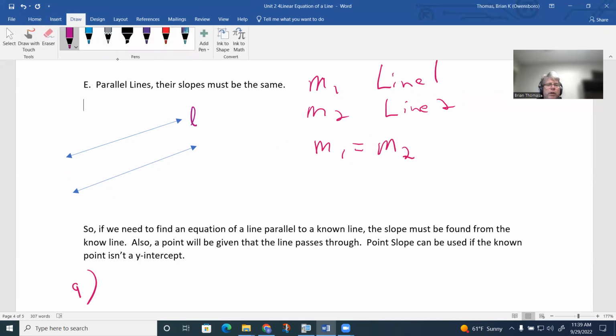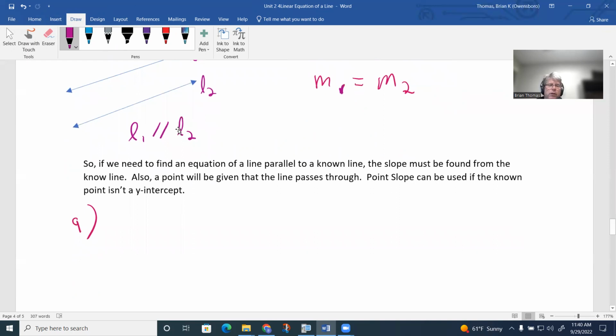So if I call this line 1 and this line 2, if they're parallel, then we have this notation: L1 is parallel to L2. What we also pick up on is if the two lines are running in the same direction, that means the two lines have to have the same slope. So if I call m1 the slope of line 1 and m2 the slope of line 2, if two lines are parallel, what has to be true is the slope of line 1 must equal the slope of line 2. In other words, m1 equals m2.